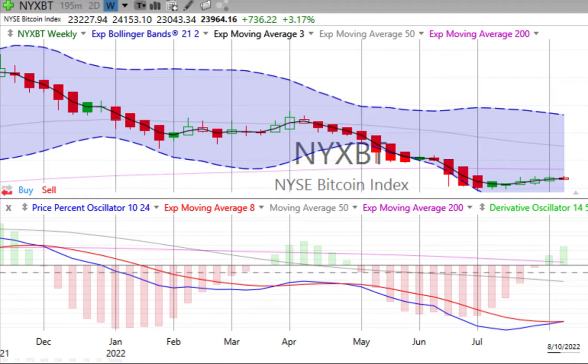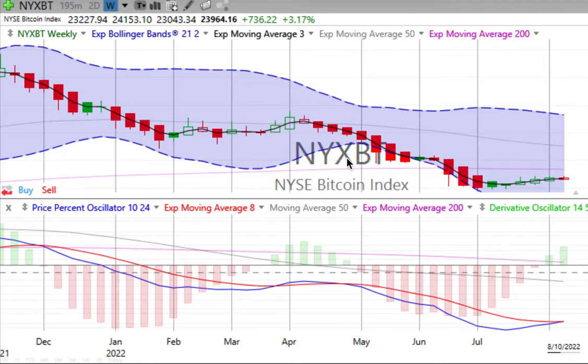We're going to skip back a little old school, going back to our charts that we had used for many years. And of course, we are looking at TC2000, and we are using our price percent oscillator set at 10, 24, and 8. Of course, we have a 50-period moving average, an exponential 200 on here that, again, we use along with the derivative oscillator set at 14, 5, 3, and 9.